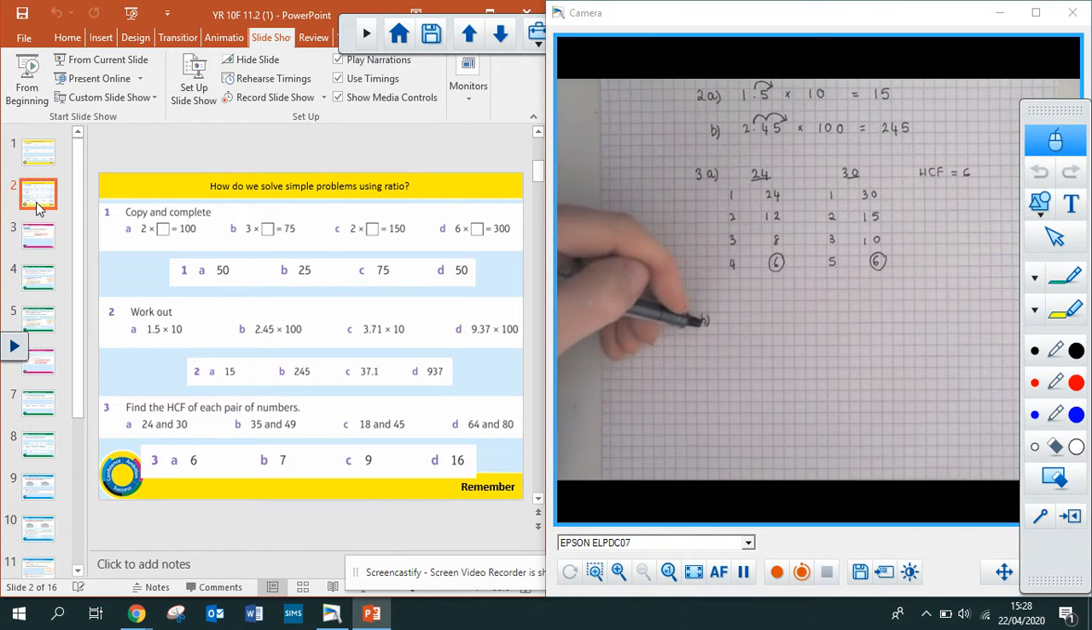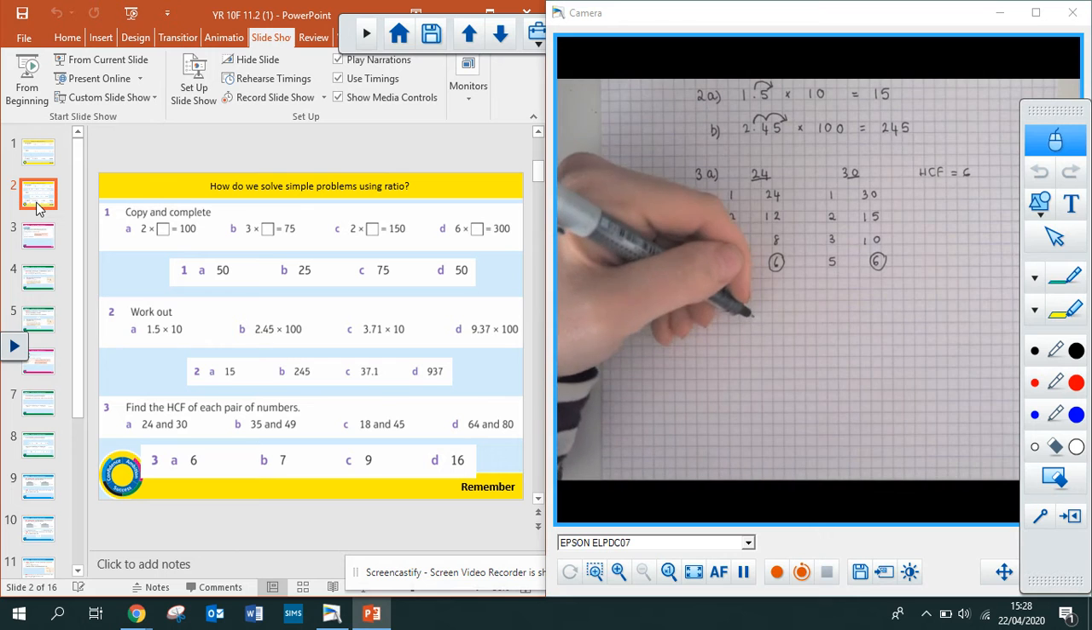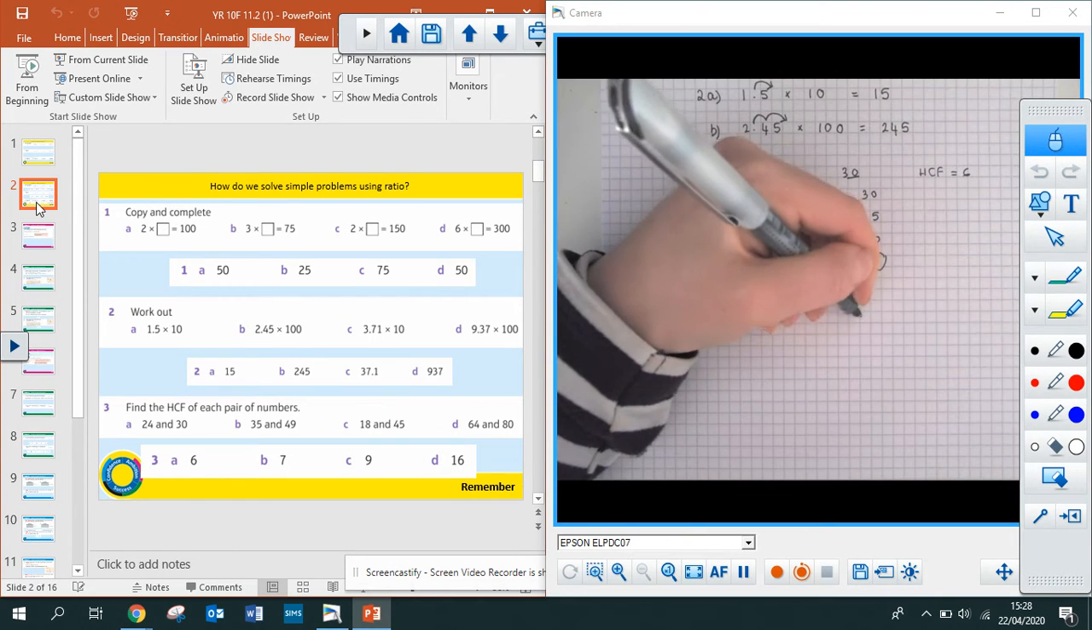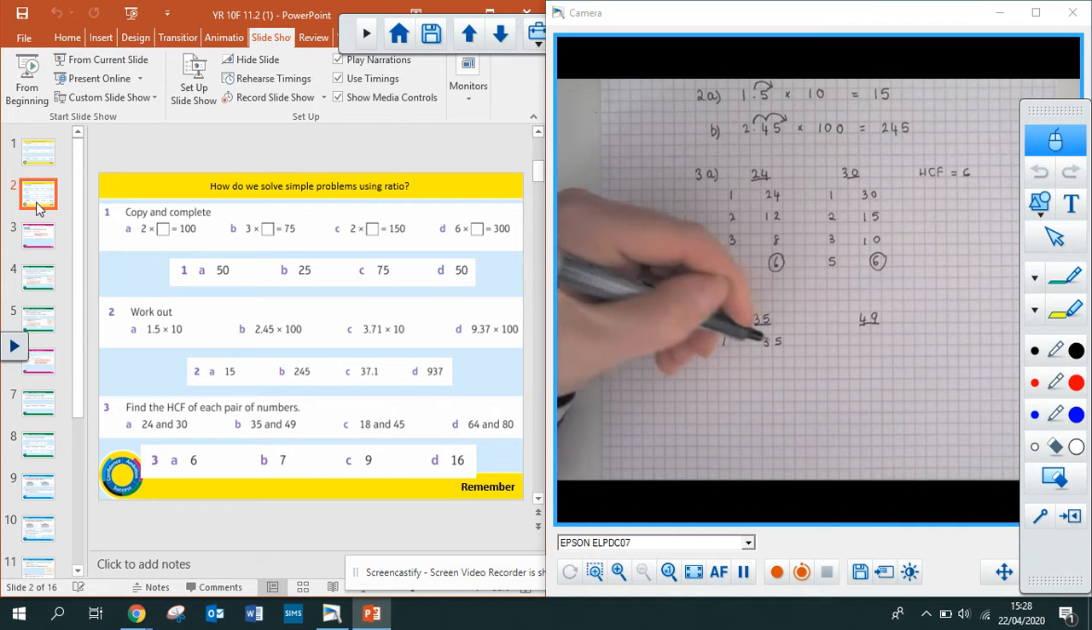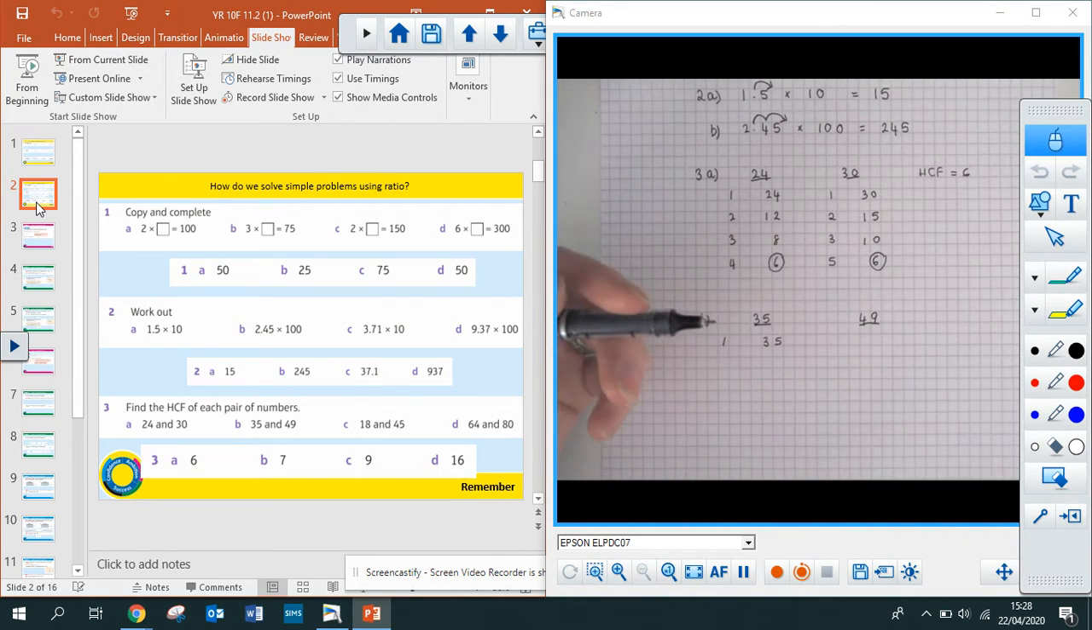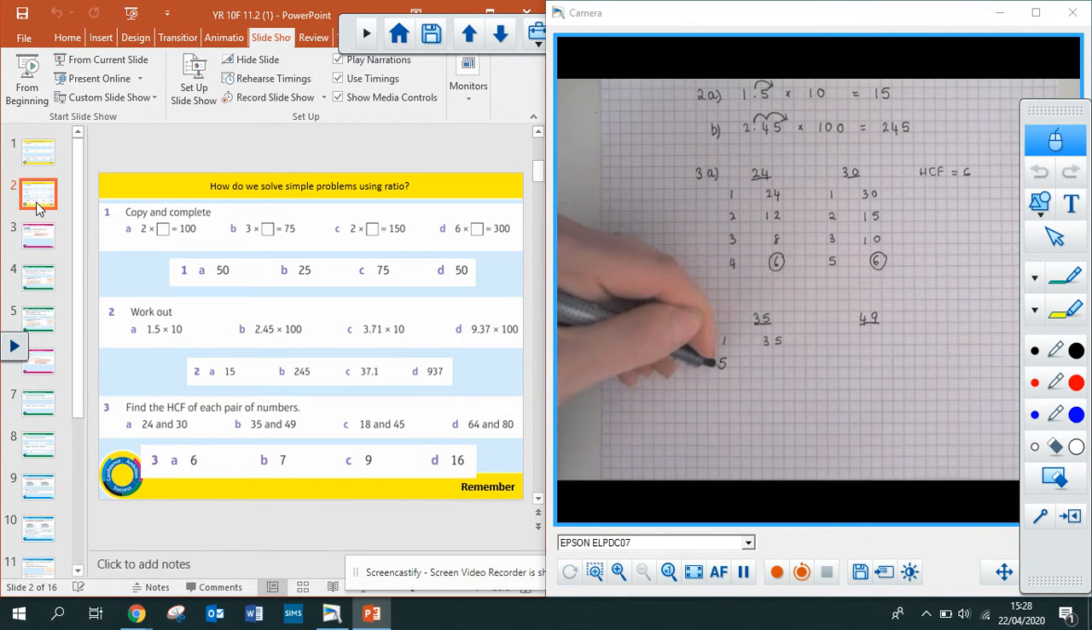So part B, pairs of numbers we have 35 and 49. To start finding the factor pairs of 35, which pairs of numbers multiply together to make 35. 1 and 35. It's not an even number, so 2 is not a factor. 3 isn't a factor, it's not in the 3 times table. 4 is not a factor, but 5 is a factor. 5 and 7 make 35. Then you get 6. 6 isn't a factor, and then you're back round to 7. So you know you've finished there, and they're all the factor pairs for 35.